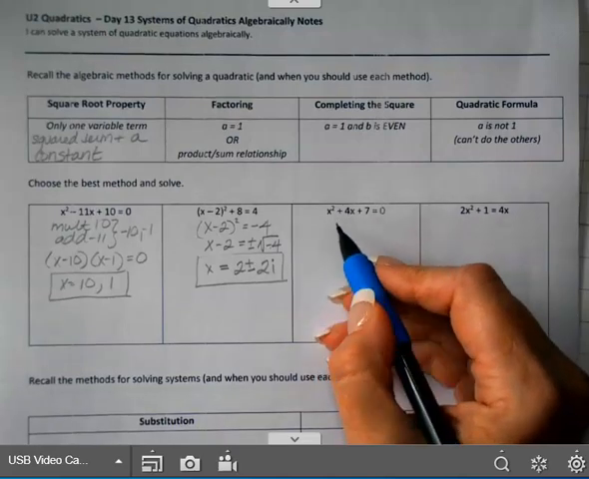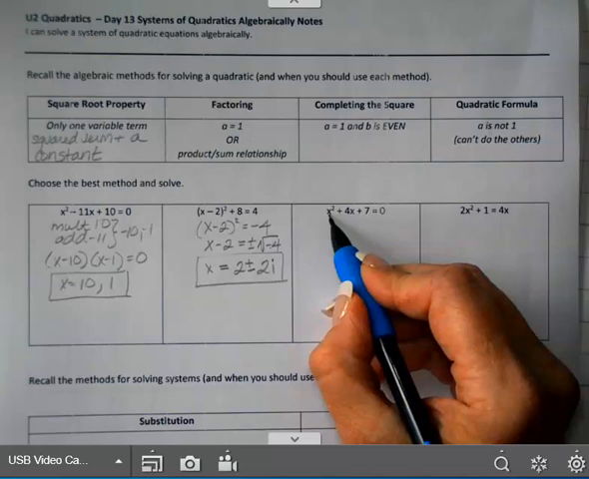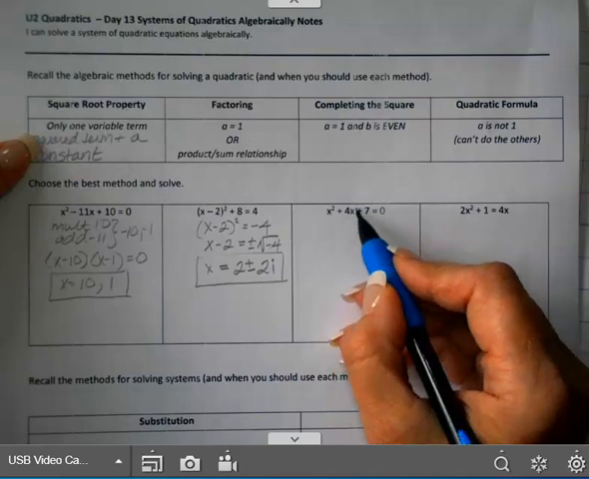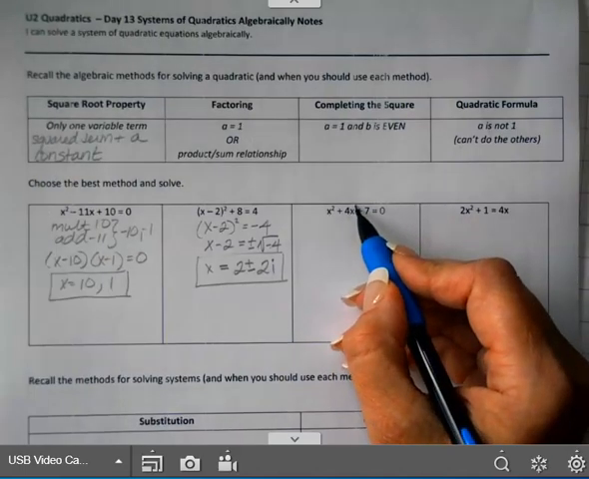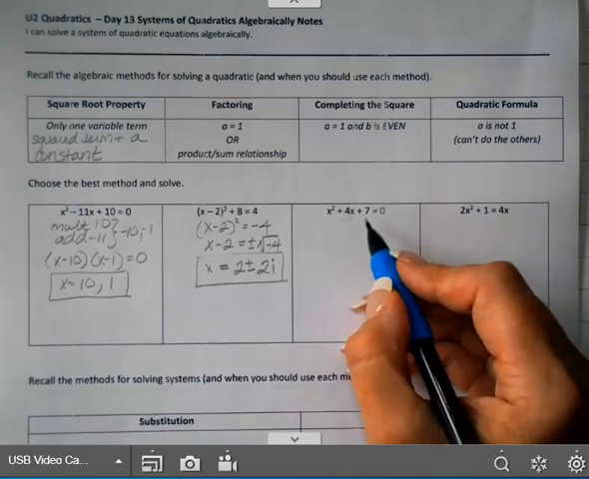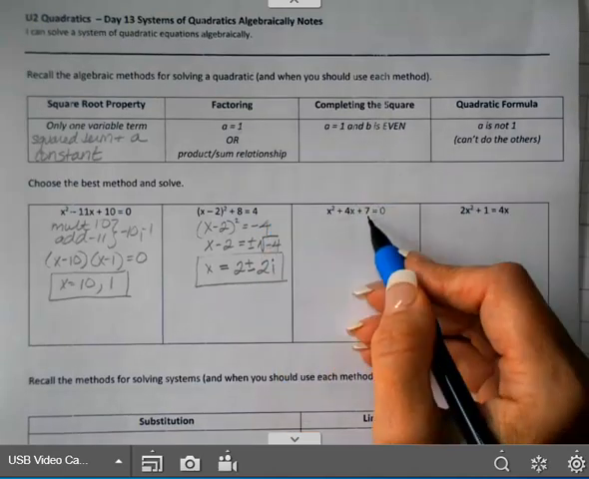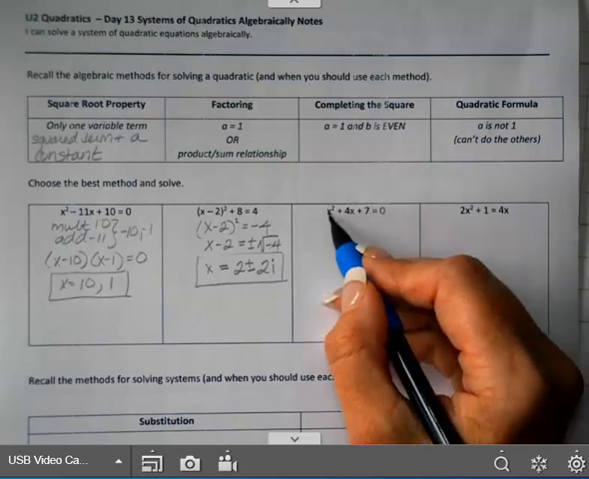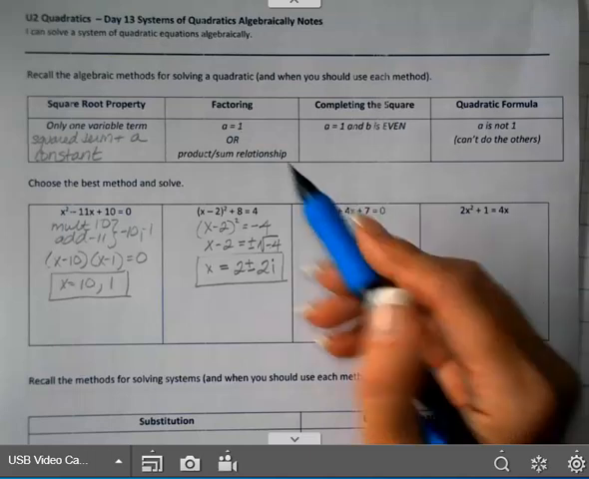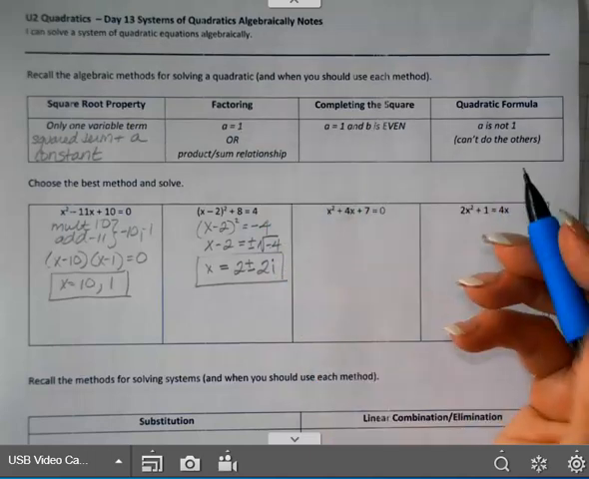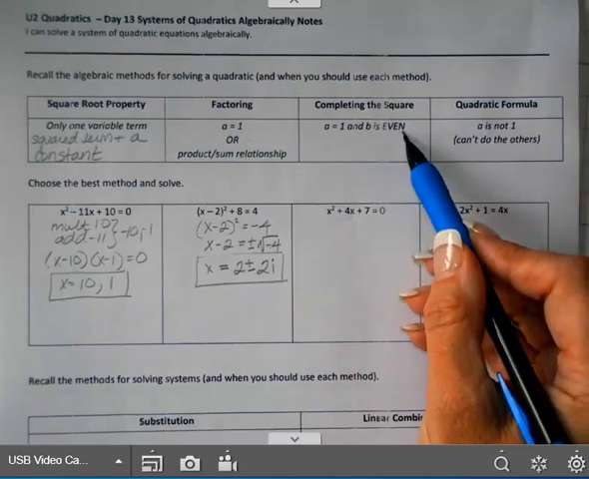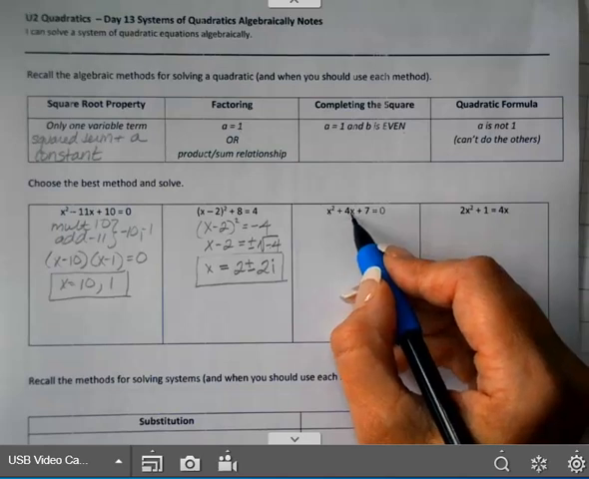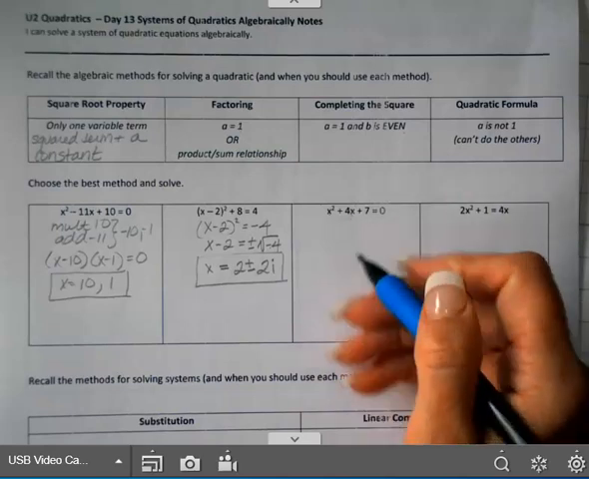Our third example, I have x squared, but I have a 4x. So square root property is out. Whenever you have that linear term, you're not going to use the square root property. The A is 1 here, but it doesn't have a product sum relationship. There's nothing that multiplies to 7 that adds to 4. So factoring will not work on this one. Complete the square. My A value is 1 and my linear term is even. So complete the square is a good choice for this.